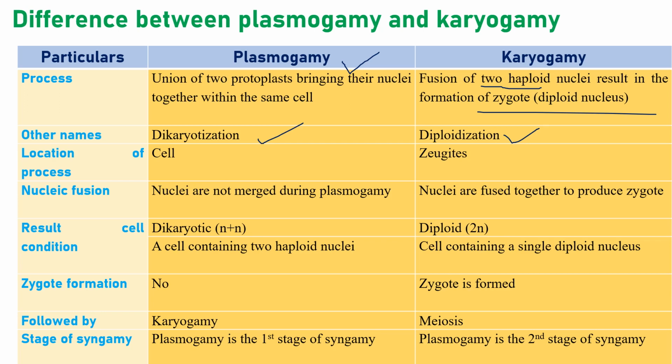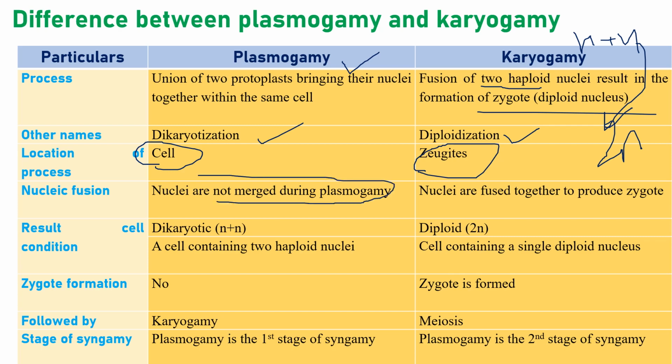After fusion, two haploid cells, N plus N, fuse to become a diploid 2N condition, right? As for the location of the process, plasmogamy generally takes place in a cell. Karyogamy happens in a specialized organ called the zygote. As for nuclear fusion, nuclei are not merged during plasmogamy. In karyogamy, both nuclei are merged. If you want to form a zygote, both need to merge, right? That is what happens in karyogamy, but in plasmogamy there is no merging.